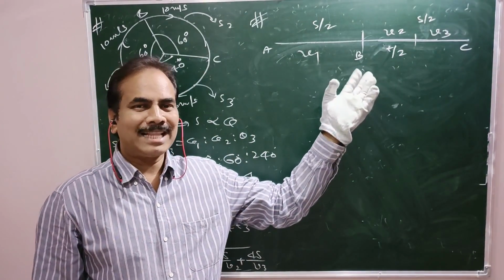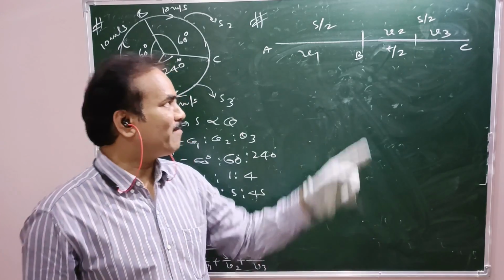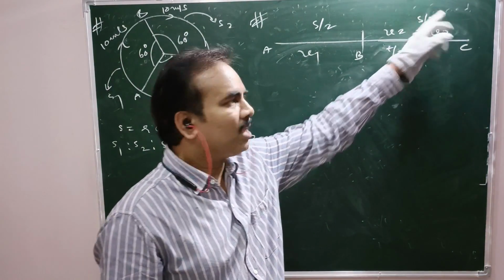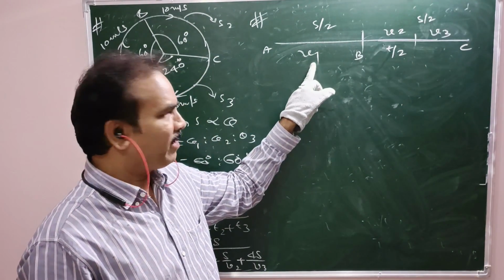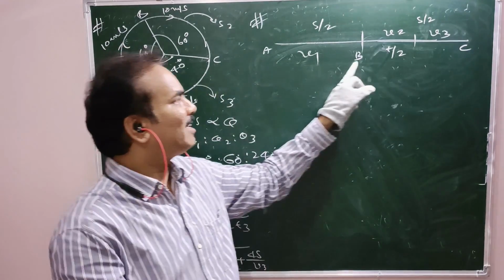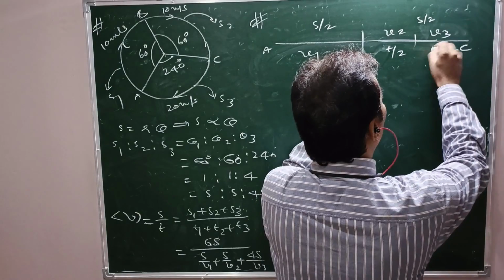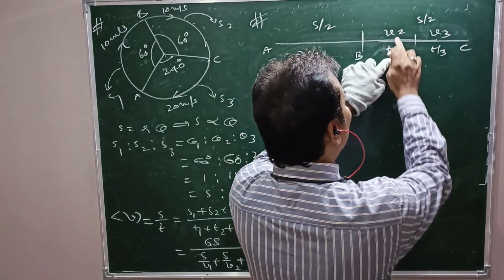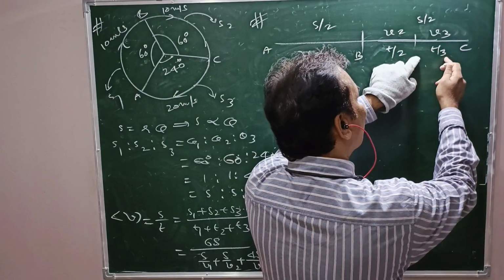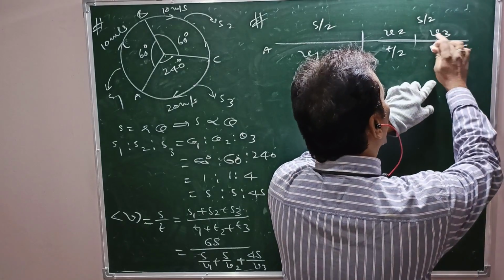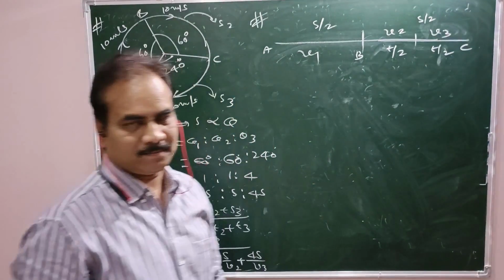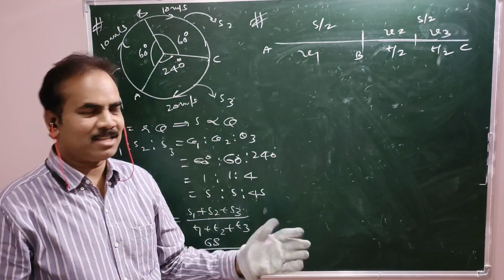Basically here, the total length of the path is divided into two equal segments, S by 2, S by 2. First half of the journey distance with the speed v1. In covering the next half of the distance, from here to there, half of the journey time with the speed v2, next half of the journey time with the speed v3. Now find the average speed in this case.